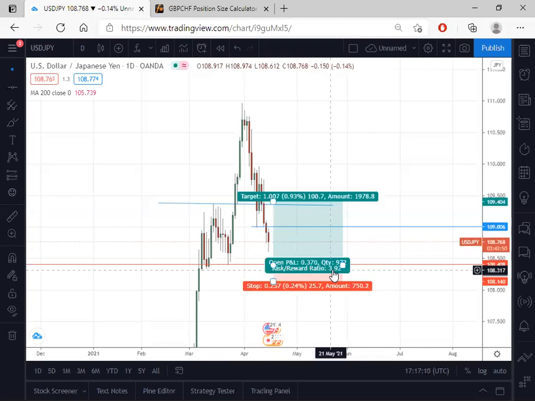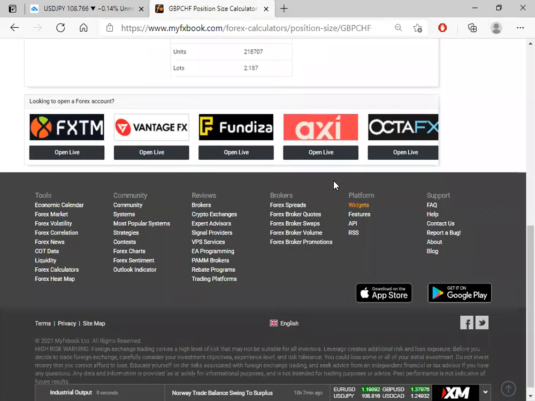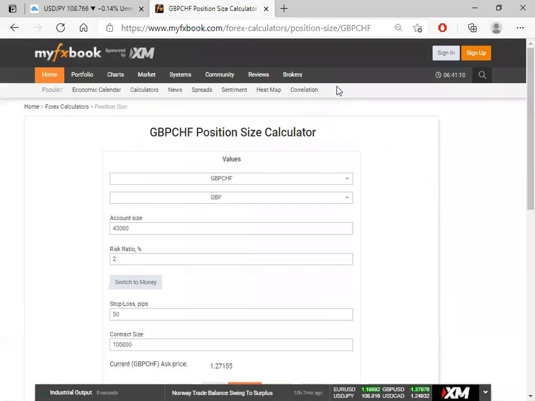Then it's much easier. You already know that you're at a 1:4 risk reward ratio, so you don't need to constantly look at this. Okay. So in that case, the one thing that you would have to look at on a regular basis is the position size calculator. This is from my FX book.